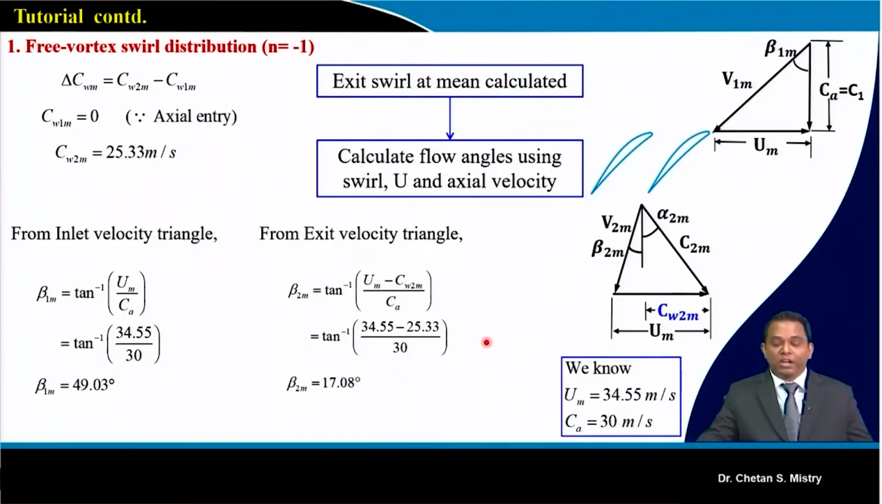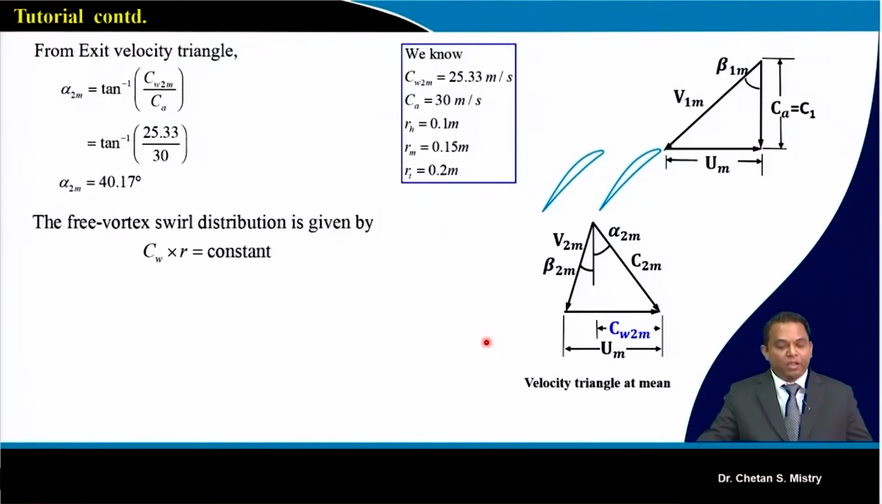Okay, so you can understand we have calculated our whirl component and the change in these angles. Now at the exit, similarly we can calculate our absolute flow angle. Tan alpha 2 is given by Cw2 divided by my Ca. Ca is my axial velocity component. So it says I will have my alpha 2 as 40.17 degrees.